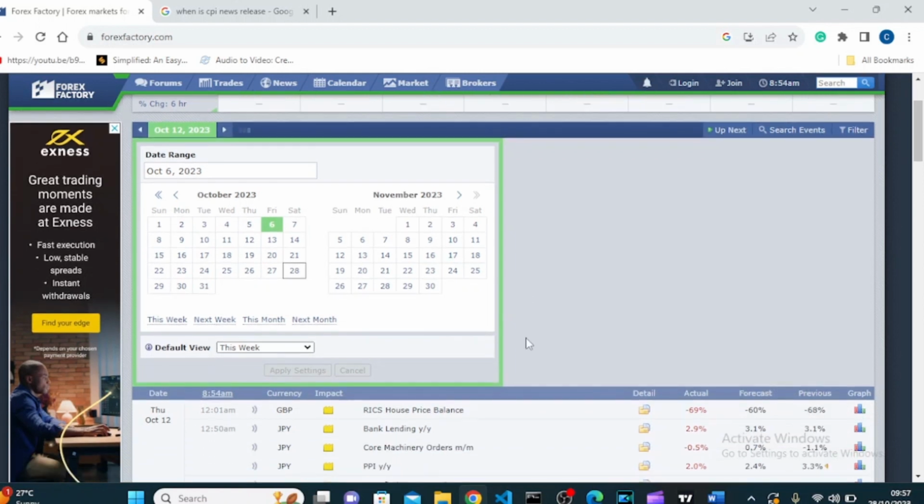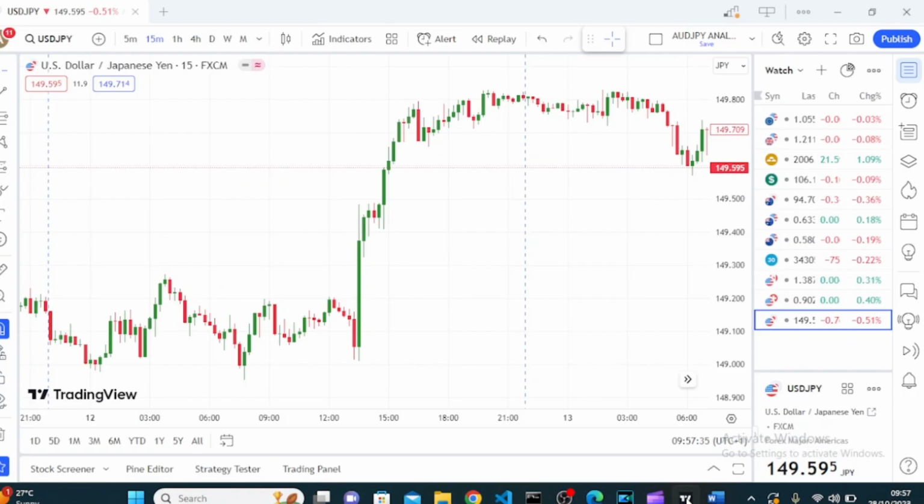It's loading. While it's loading, let me show you what I said I would have shown you. Now you could see that for USD JPY, it was a buy. Why? Because USD is in front and JPY came after USD. Are we together?